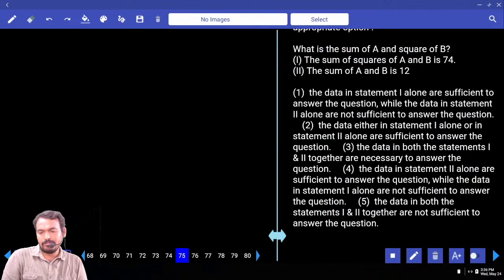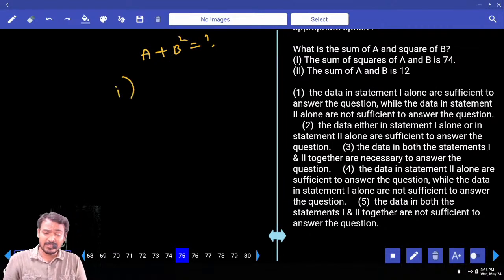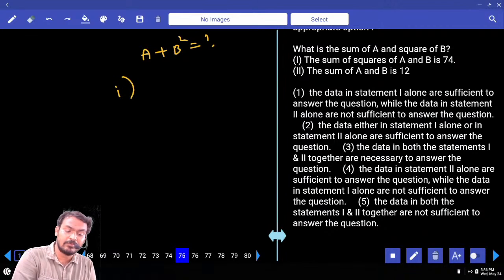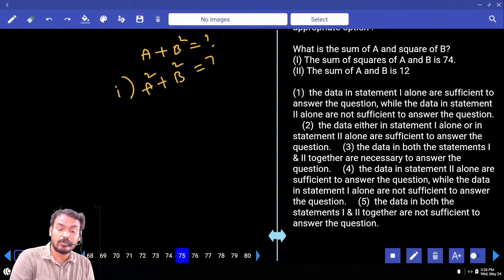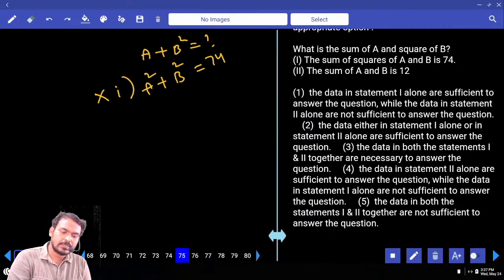Next question number 75. What is the sum of A and square of B? Means A value plus B square, or not? What is the first statement? Sum of the squares of A and B is how much? 74. A square plus B square equal to 74. Only one alone? Not sufficient, because how many unknowns are there? Two unknowns. Next, second statement.